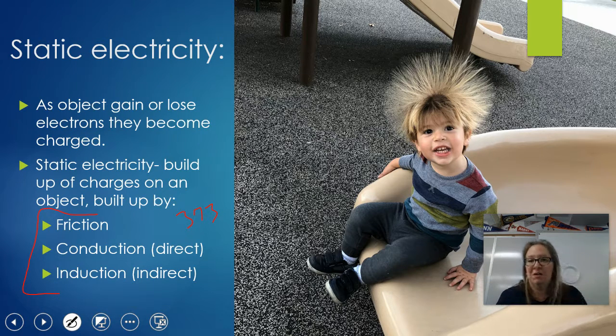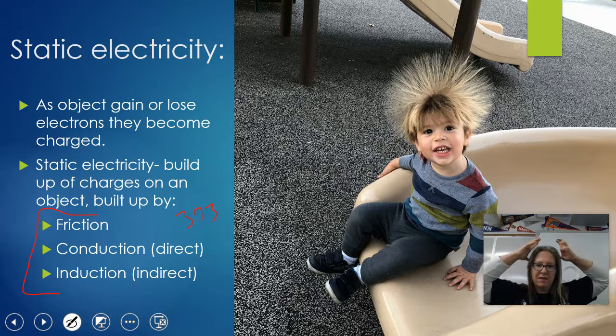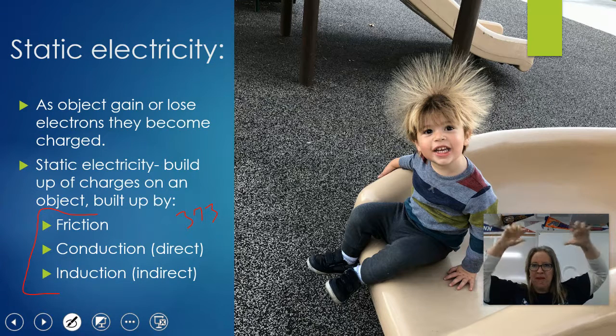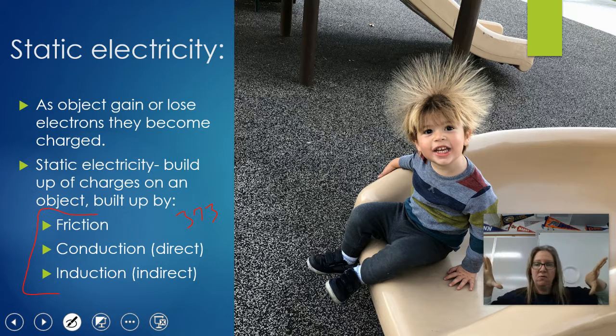Anyway, his hair has become charged. As he went down that slide, he's actually leaving electrons behind. He's leaving electrons on the slide, which means he's becoming more positively charged. Well, that positive charge is climbing up and going out of his hair. And all of those little strands of hair are becoming positively charged, and they're trying to get away from each other because those like charges repel. And so they're like, get me out of here. They're also, on a lesser extent, trying to reach out to find a negative charge to rebalance themselves.